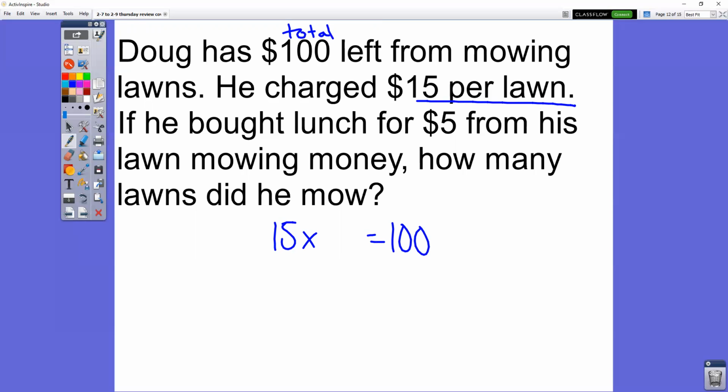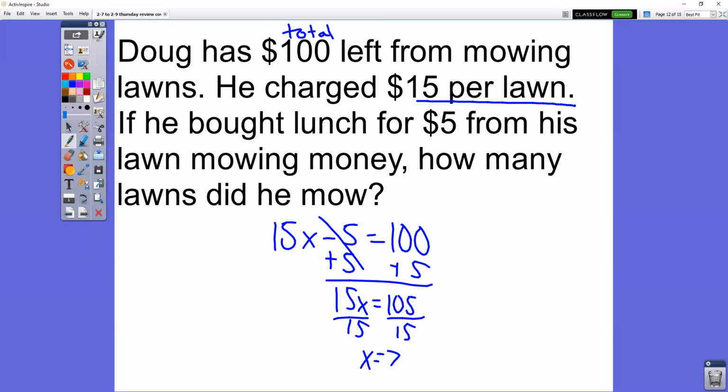He ate lunch for $5. That means he spent $5 of that money. So minus 5. So it was the amount of money he got from doing the lawns minus the $5 that he spent for lunch. He had $100 left. So this would be your equation. Plus 5, plus 5. So 15x equals 105. Divide by 15. You get that he mowed 7 lawns.